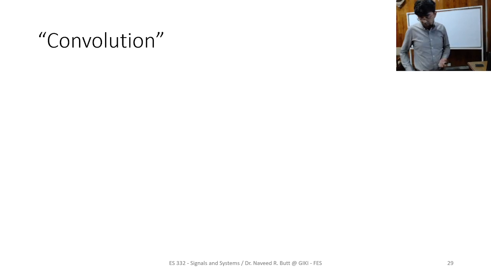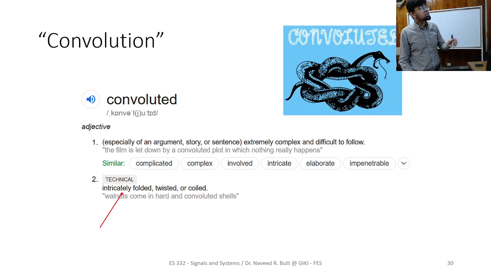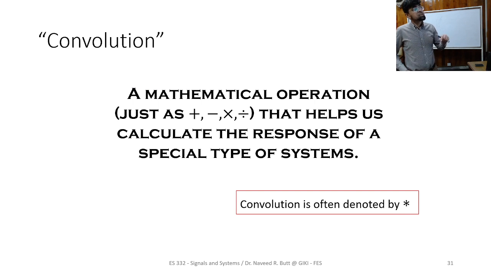So what do we have to do with this guy? Convolution. Yeah. So yes, as you say, intricate, folded, twisted or coiled, complex है. It's usually used synonymously with complex. मुश्किल, इतना easy नहीं, ठीक है ये मामला. So that is convoluted. But for us, convolution, and you'll see convolution a lot in this course.